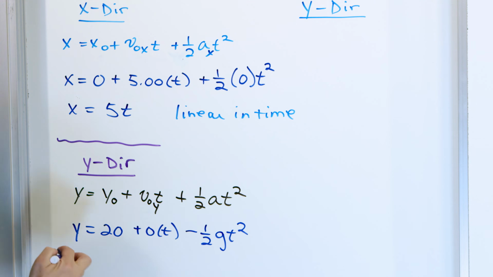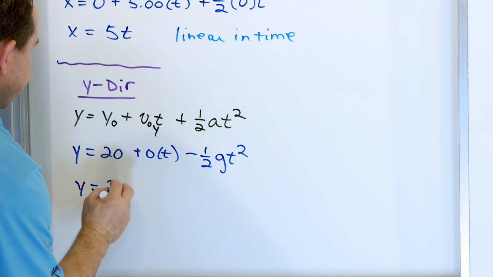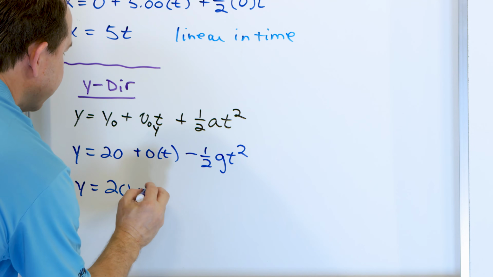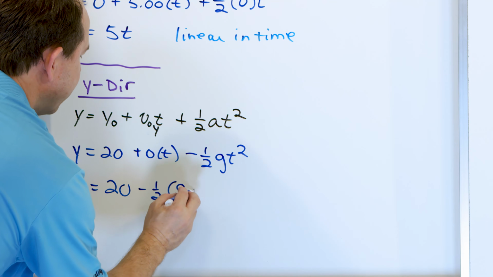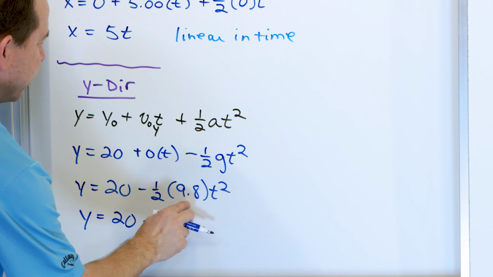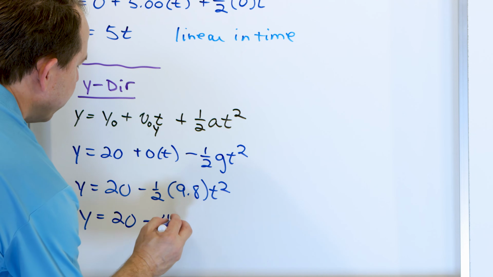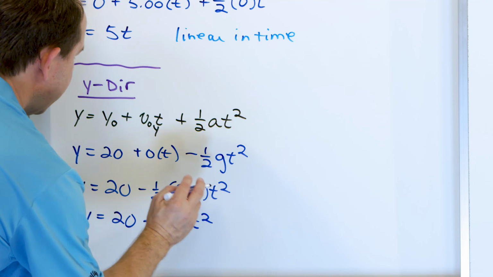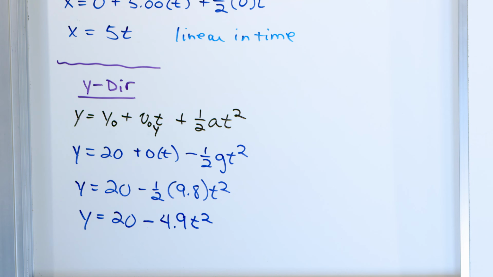All right, so what I'm going to have here is 20. This becomes a 0, minus 1/2 times 9.8 t squared. So what I have here is 20, and then minus 1/2 times 9.8, which becomes 4.9, times t squared. So we have 20 minus 4.9 t squared.